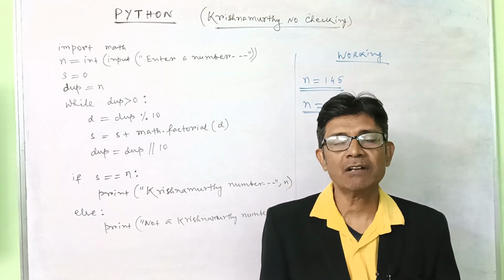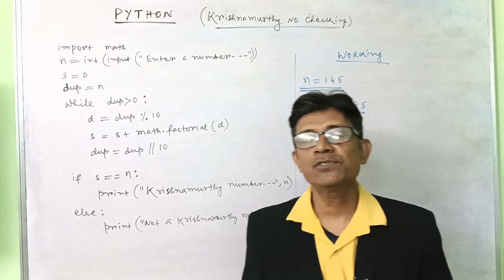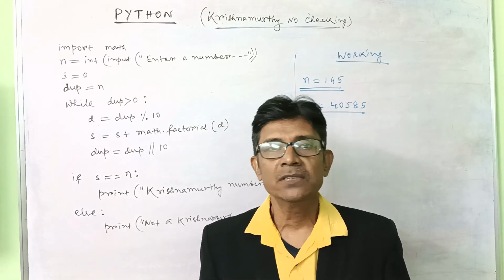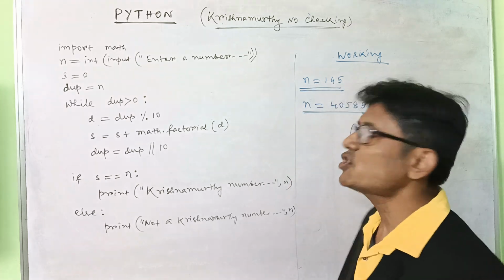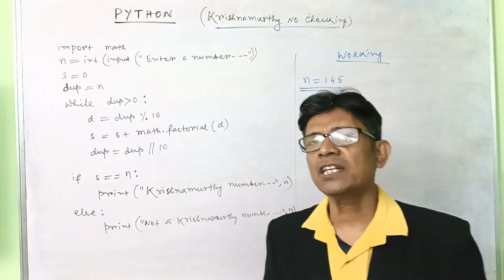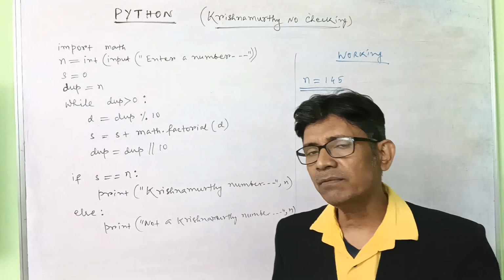So let us start our class. I already have uploaded a lot of classes using normal loop and nested loop, and today I have brought another problem in Python, that is Krishnamurthy number checking. Last day I told you all that the Krishnamurthy number you can do using the nested loop, and this time we will solve it with a nested loop.